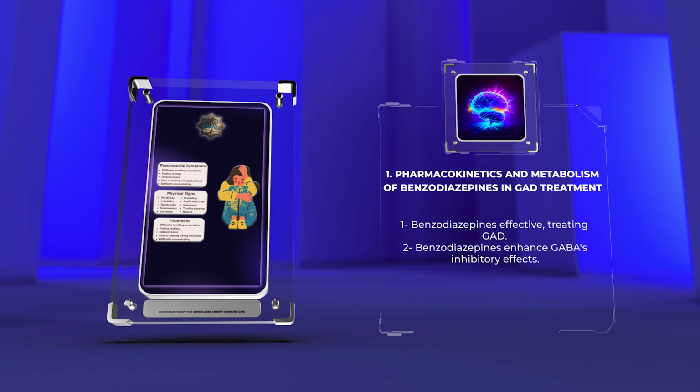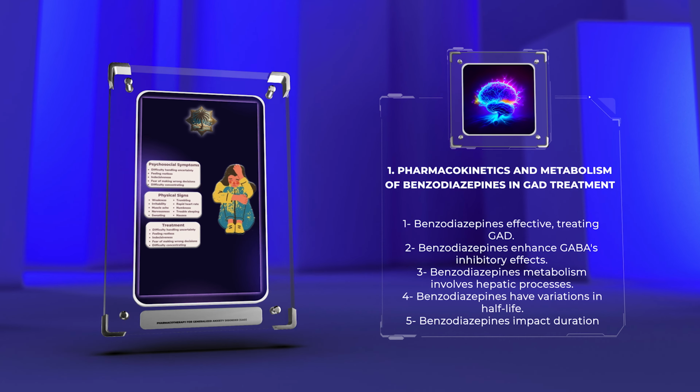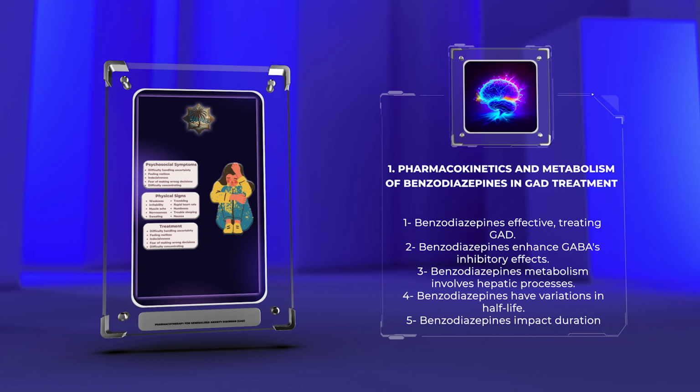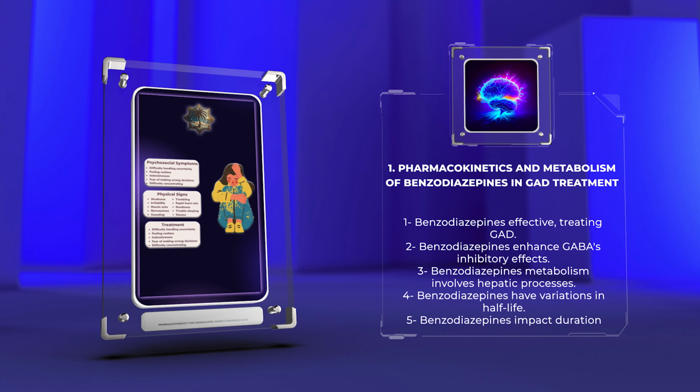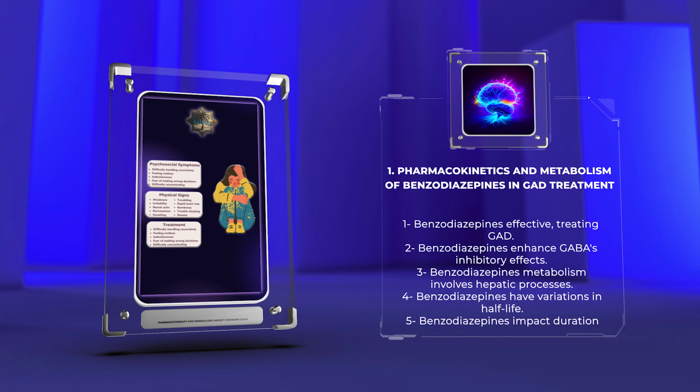in detail. Benzodiazepines are effective in treating GAD by enhancing GABA's inhibitory effects in the CNS. Their metabolism involves hepatic processes and the formation of active metabolites. Variations in half-life impact their duration of action and accumulation potential, which clinicians must consider when prescribing for GAD.